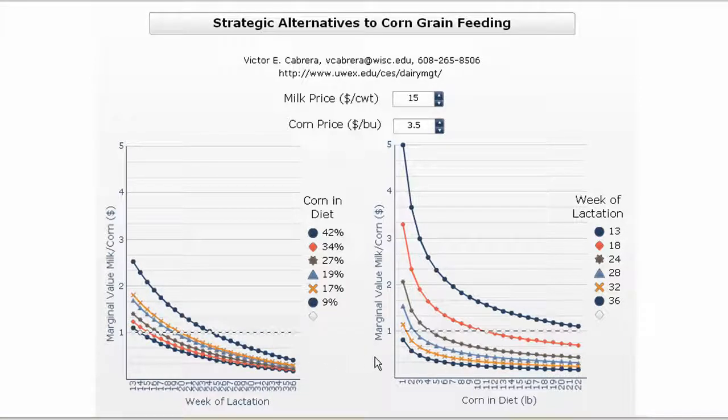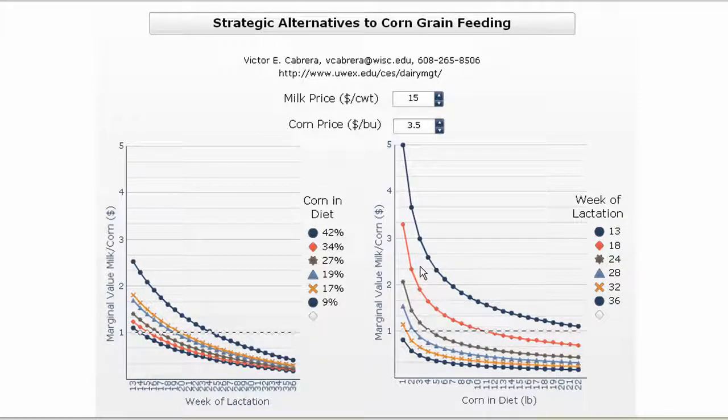The second graph translates information from the first graph into a different format. Here the graph shows the optimal pounds of corn to be fed to each cow at specific intervals of the lactation. Once again, a blue box pops up as I move my cursor over the data points. This time, the top number represents the week of lactation, the middle number represents the pounds of corn in the diet, and the bottom number represents the value of milk. Just like the last graph, any values above 1 are desirable.